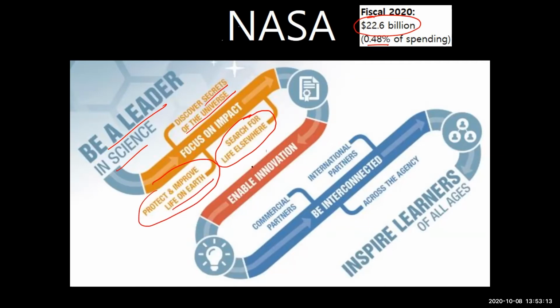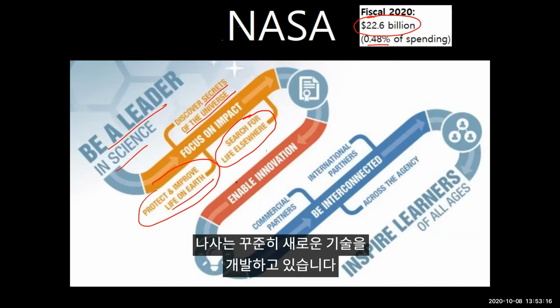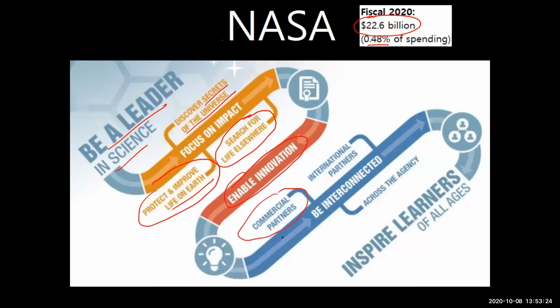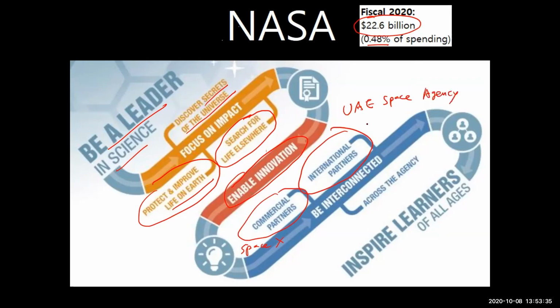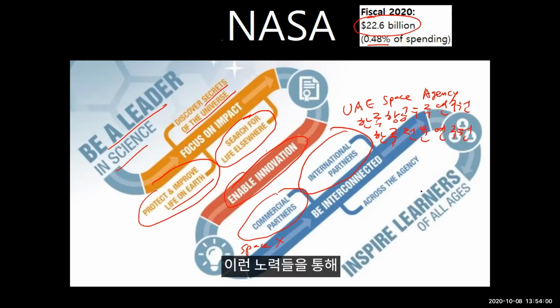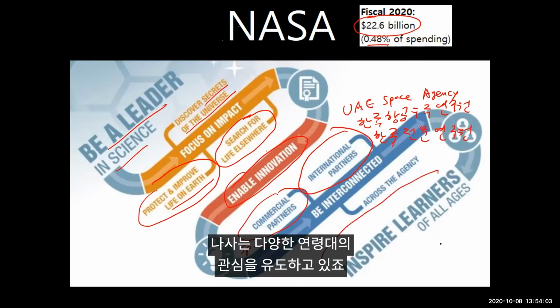To achieve all this, NASA continues to work on new innovation and advancement of technologies through commercial partnerships, such as SpaceX, and through international partnerships, such as the UAE Space Agency and Korea's space agencies, the Korea Aerospace Research Institute and the Korea Astronomy and Space Science Institute. And through all this effort, NASA continually inspires people of all ages.